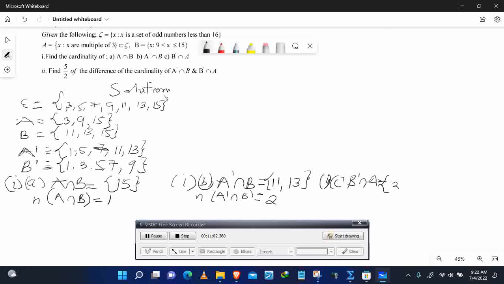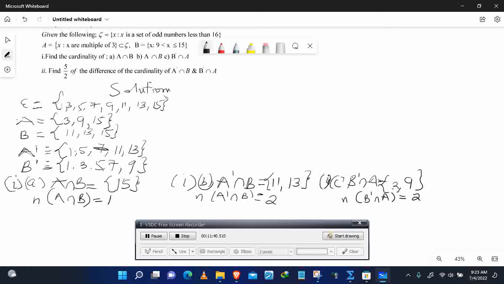So we have 9 and 3. And then you ask, what do we have in common here? Is there 9 here? There is. There's 9 there. So you come here and we write 9. So the cardinality of B complement intersection A is equal to 2. And we solve our question I C.